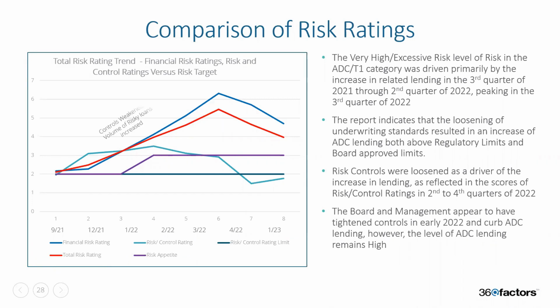Let's improve our control scores. So you see those go down, and you see the volume of loans start to come back down. So we got too risky. It's pretty easy for me to see as a director why. We're starting to blow up here. My financial risk rating is skyrocketing. My control rating is weak. This is just not a good place to be. So let's pull back a little bit.